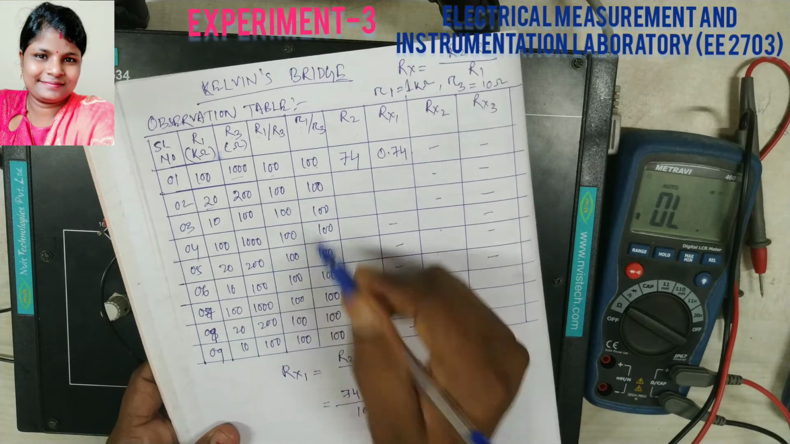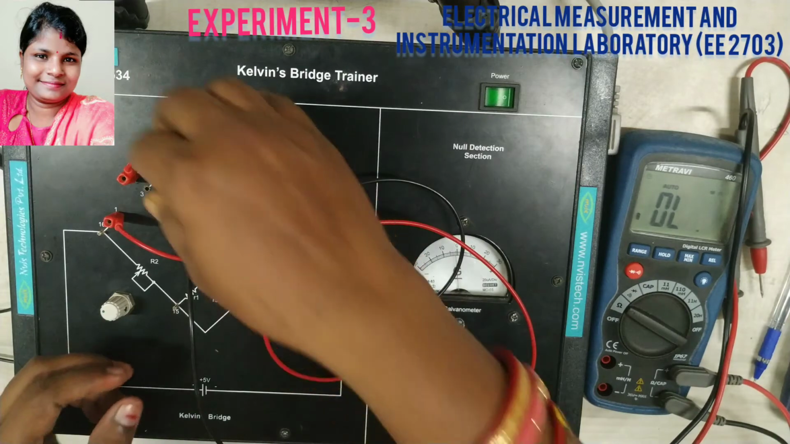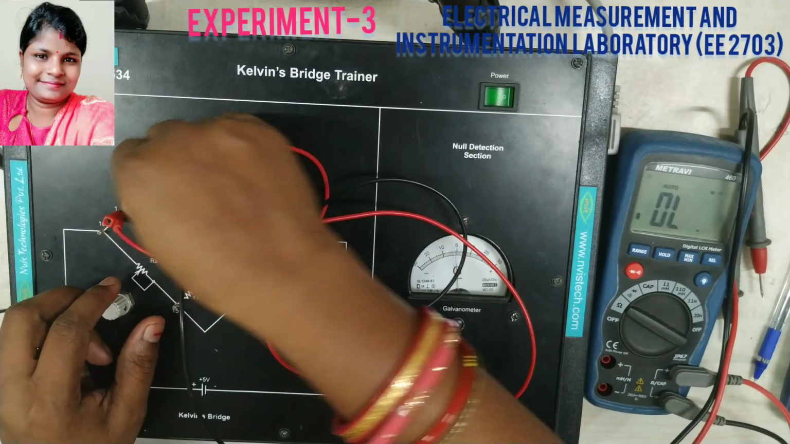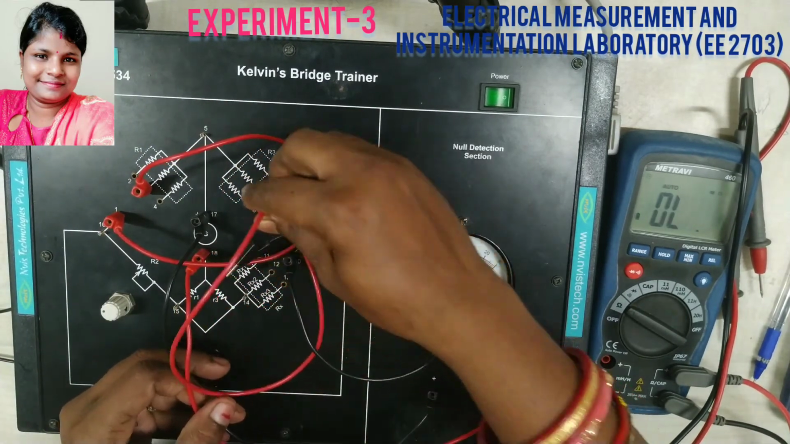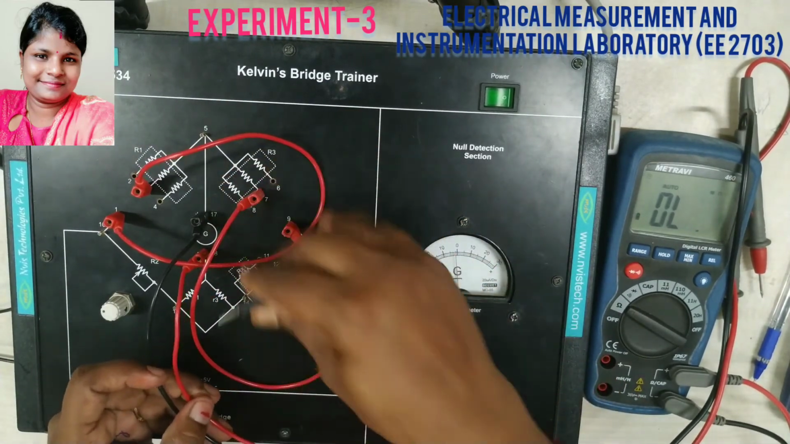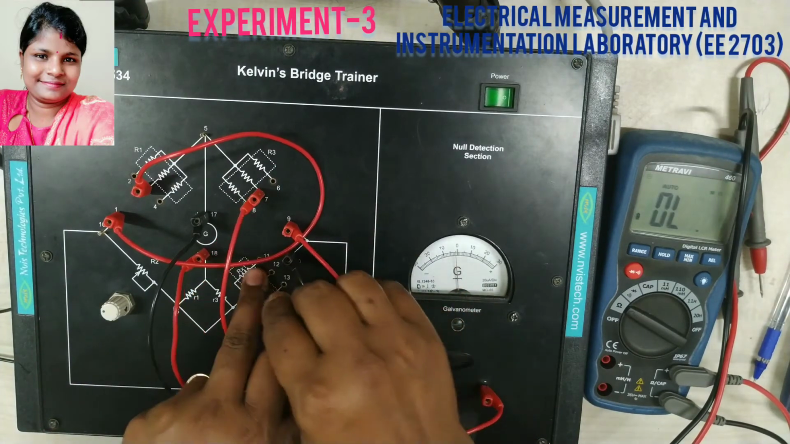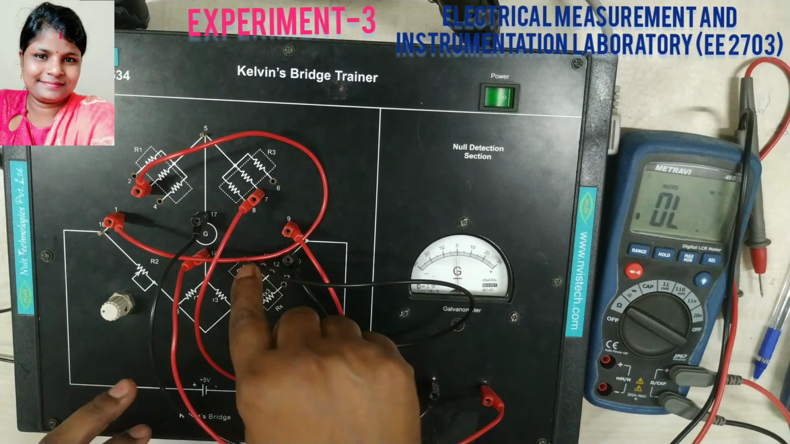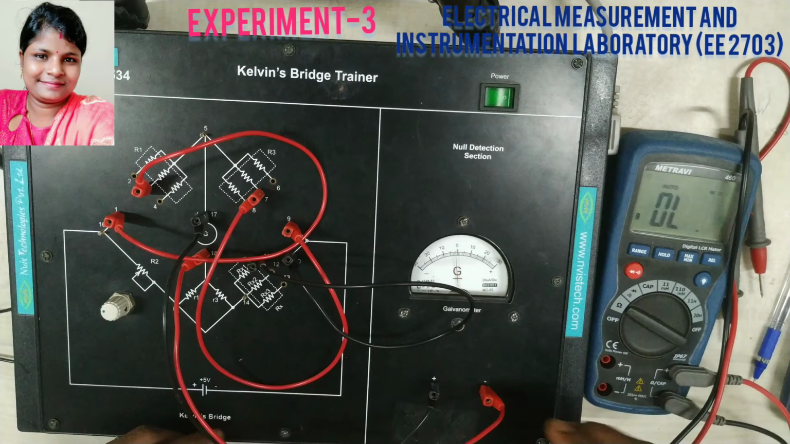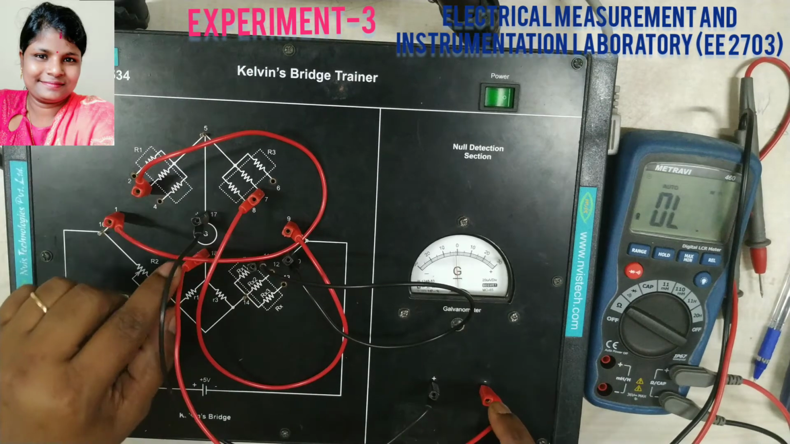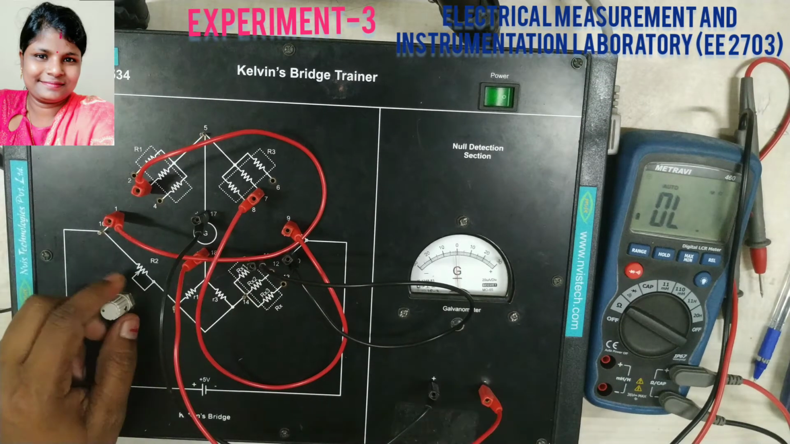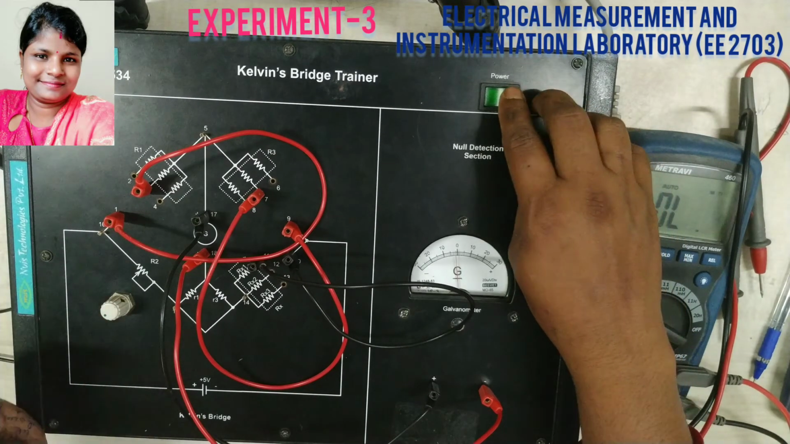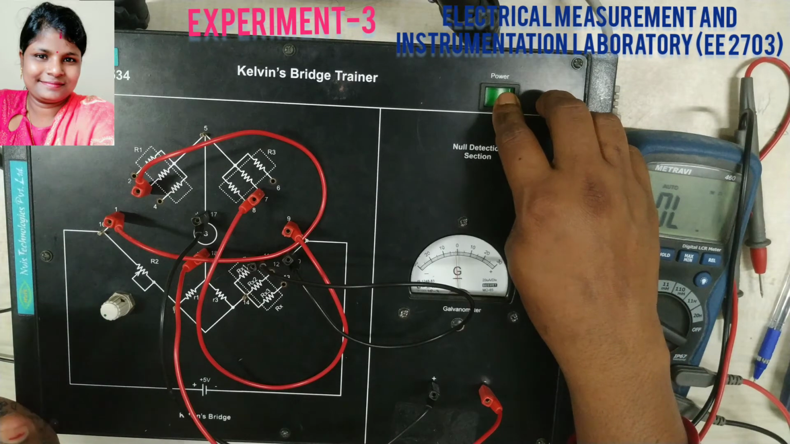So let us start. For the next table you have to change from terminal 1 to 3 and terminal 9 to 7, and the next terminals are the same as before, 10 and 11, because we have to calculate the value of Rx1. So 10 and 11 is a constant terminal, and 17, 19 and 18, 20 are also constant terminals, and the potentiometer is in the fully counterclockwise direction. Switch on the power button.